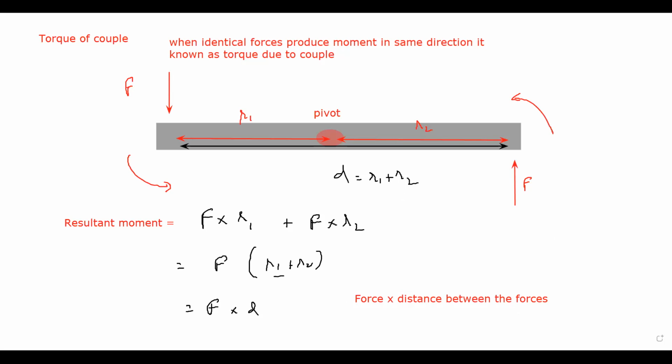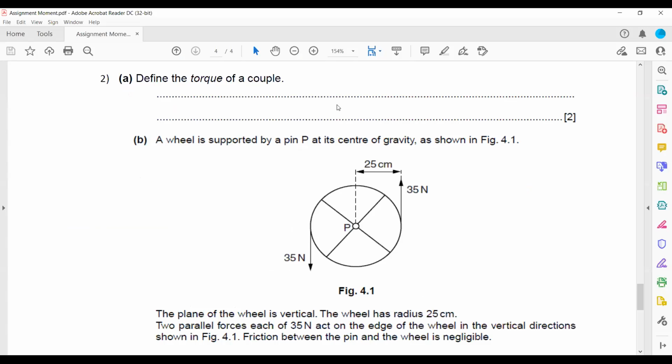Is it clear? So that is the concept of the torque due to a couple. Basically, identical forces causing a moment in the same direction refers to a torque due to a couple, or moment due to a couple. So in the first question they asked to define torque of a couple, and it's of 2 marks. So how do you explain torque of a couple? Torque of a couple is the force multiplied by the perpendicular distance between the two forces.